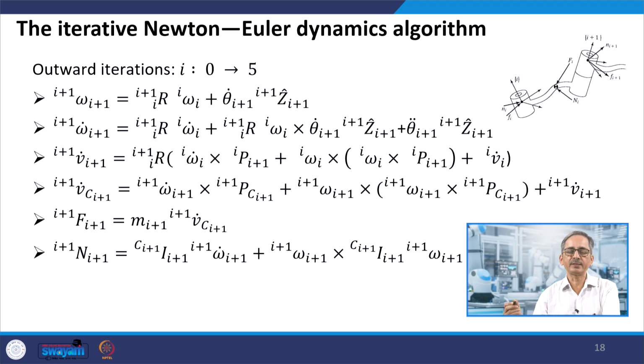To summarize, I perform the outward iteration from 0 to link 5. This is my velocity propagation equation, this is my angular acceleration propagation equation, this is my linear acceleration propagation equation, this is my CG acceleration propagation equation, and once I have that I can calculate the inertial force and I can calculate the inertial moment. So, this is my outward iteration.